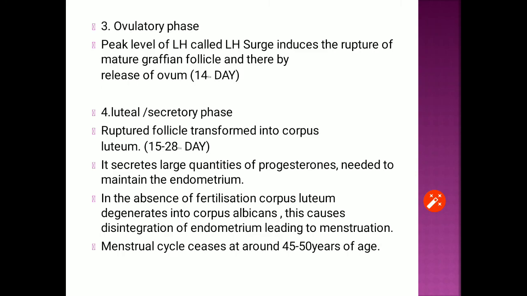The menstrual cycle ceases at around 45 to 50 years of age.